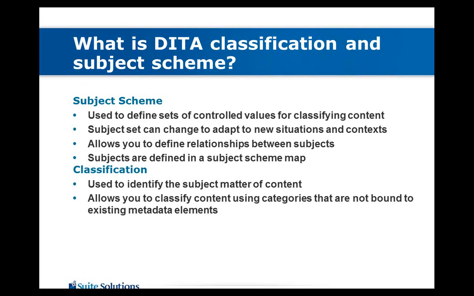Okay. So the classification of the subject scheme is split into two pieces. One is to define the subjects, and the other one is to classify the content based on those subjects. Okay? So the subjects are created using what's called a subject scheme. And that's the thing that's used to create the defined set of controlled values for classifying. That subject set can change to adapt to new situations, like we talked about before.